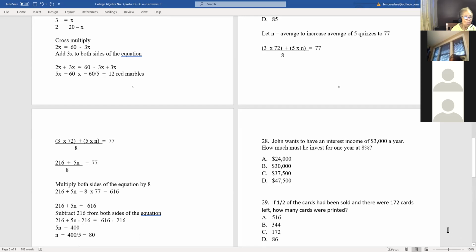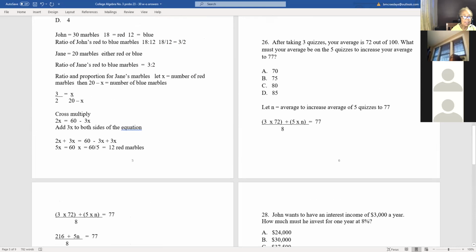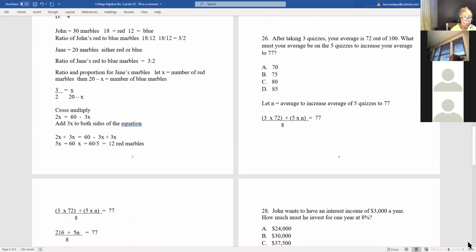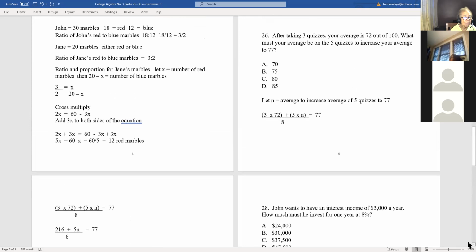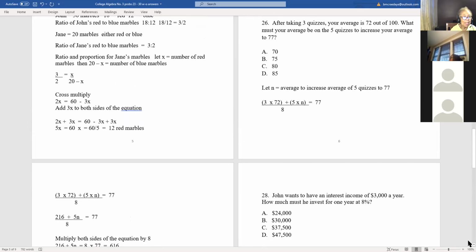Any questions on that problem? That's 26. Any questions on 26? No. The one with let n and stuff is like complex. Yeah, I gotta work on them, because knowing what's unknown and stuff is what's making me get the problem wrong.